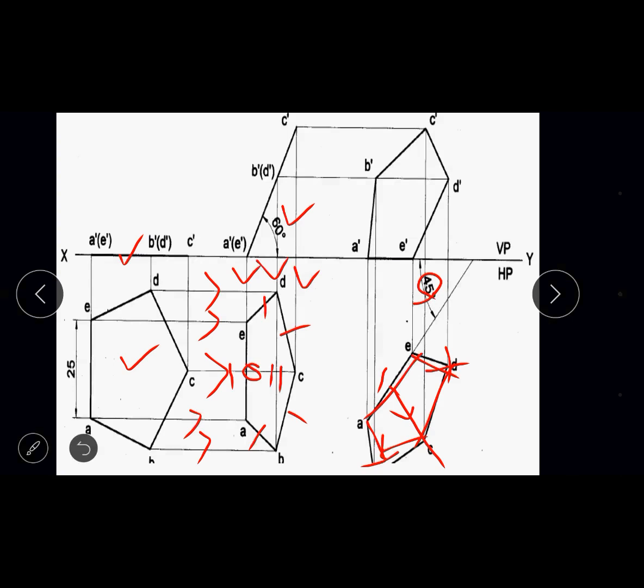So the top view in the second figure and the top view in the third figure are similar in dimension. The only difference is the resting side AE: in the second figure it is 90 degrees to VP, and in the third figure it is 45 degrees to VP. That is the only difference you find. All five sides of the irregular pentagon are similar in dimension in the second step and third step.